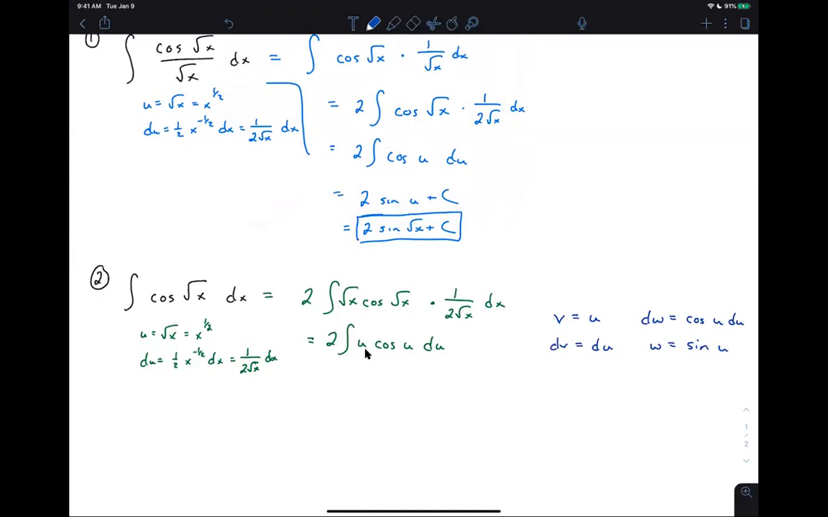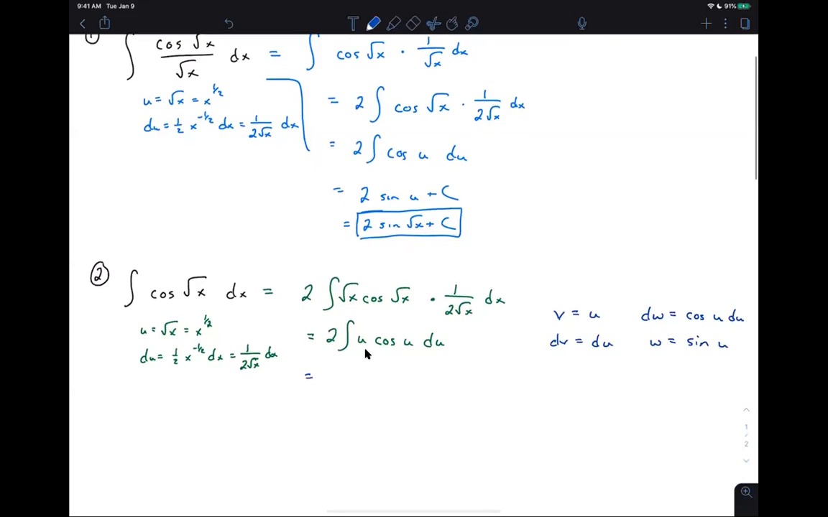So now normally it's uv, but this time it's vw. So we get u sine u minus the integral of w dv. So that's minus the integral sine u du. Is everybody clear what happened there? Any questions on what's going on?